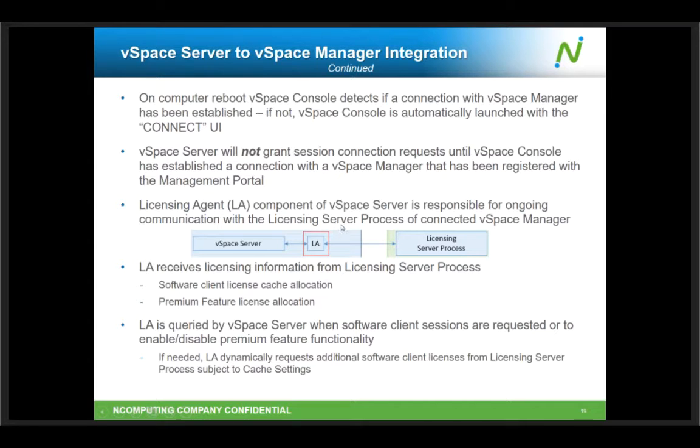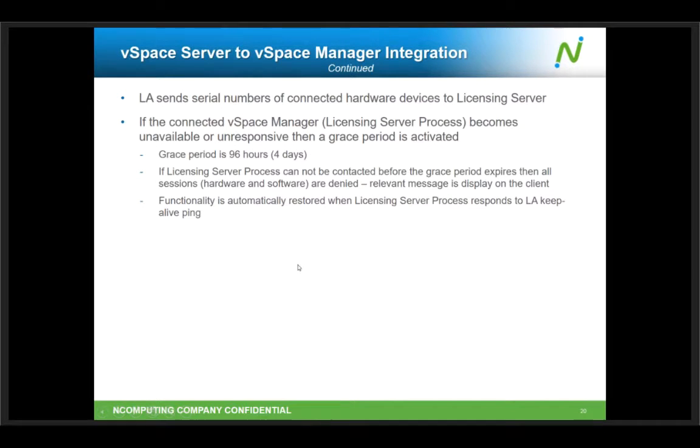Okay, and this is where, again, if you think about the original slide where we're talking about the detailed pieces, the vSpace server will communicate with the licensing agent. The licensing agent will communicate with the licensing process on the vSpace manager and make sure that the licenses are distributed appropriately throughout the environment for the software client licenses and their premium features to make sure that everything is enabled appropriately. The licensing agent sends serial numbers and connected hardware devices information to the licensing server, and then it provides it to the vSpace manager, and then the vSpace manager will provide that information up to the management portal.